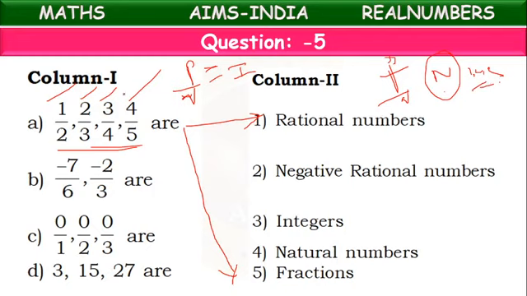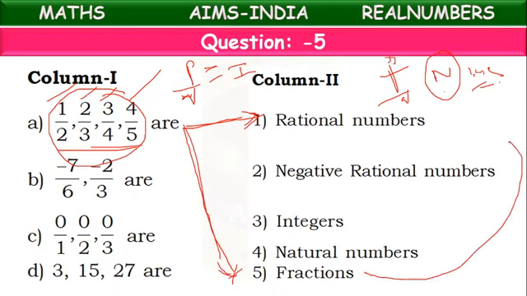So all these numbers are natural numbers. We can call them rational numbers or fractions, because every fraction is a rational number. But a rational number cannot always be a fraction. But a fraction can be a rational number.